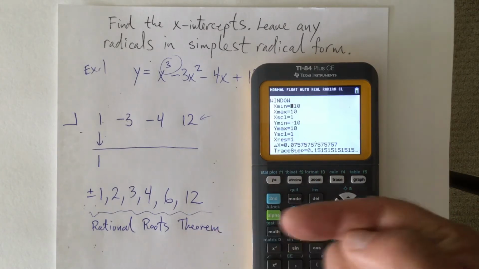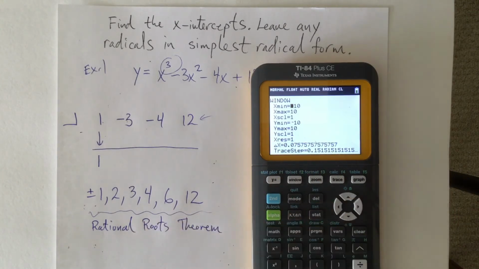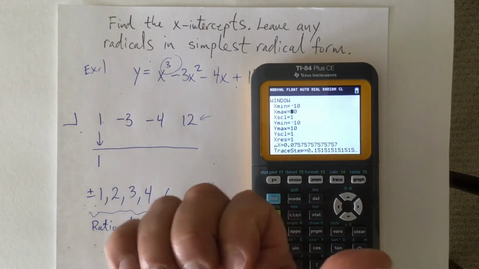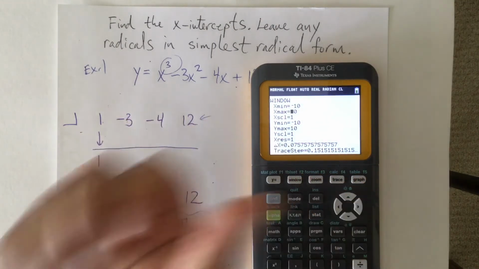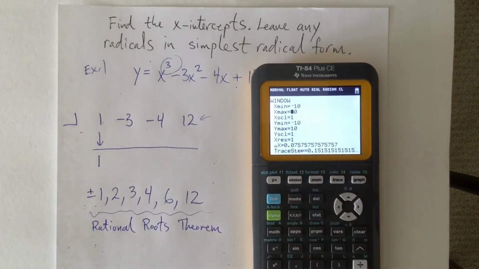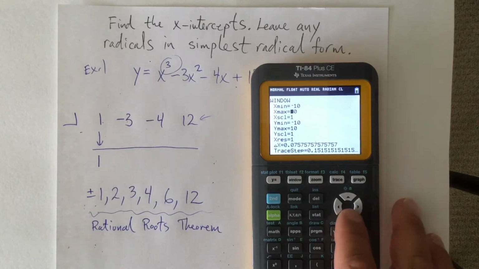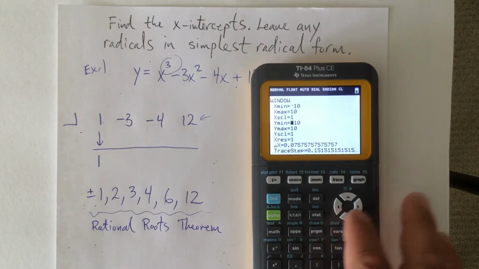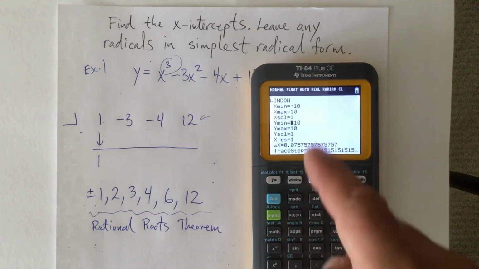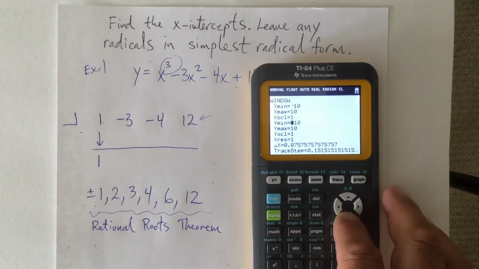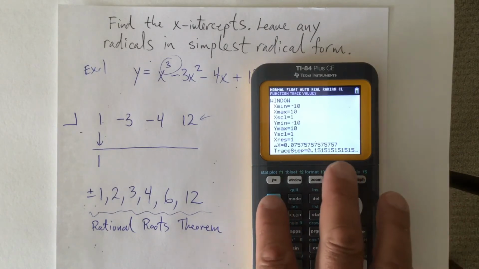X-min. On the negative side of the x-axis, I have 10 dashes. That's what that means. X-max. On the positive side of the x-axis, I have 10 dashes. X-scale. That just means every dash is worth 1 unit. Y-min. On the bottom side of the y-axis, 10 dashes. On the top side, the same. Y-scale, everything's worth 1. We'll worry about this stuff in a future video, no biggie.